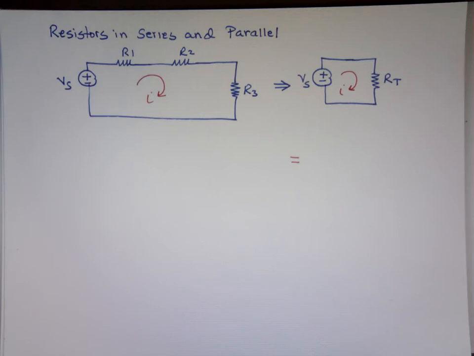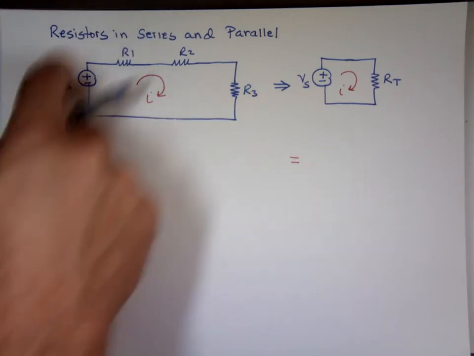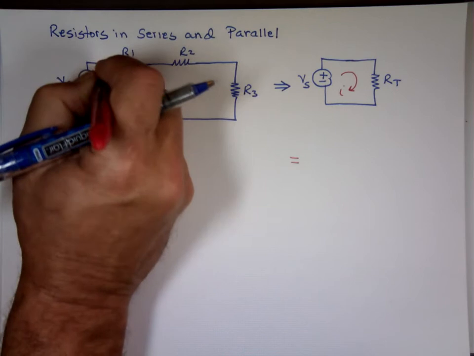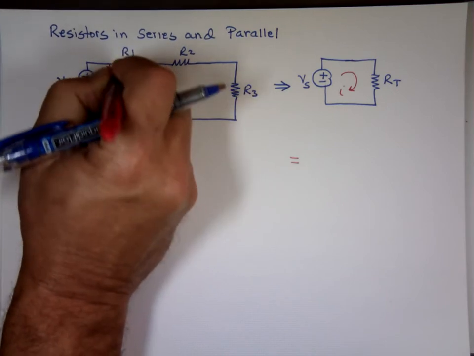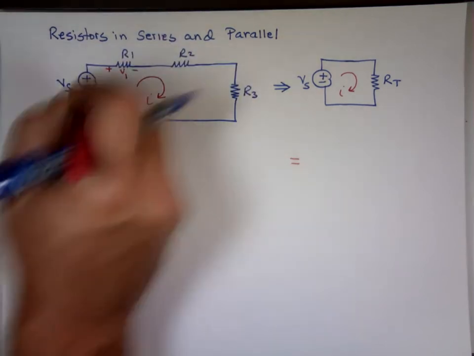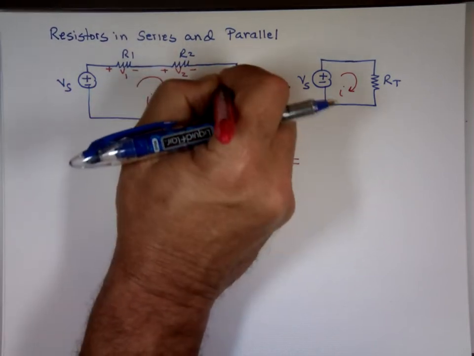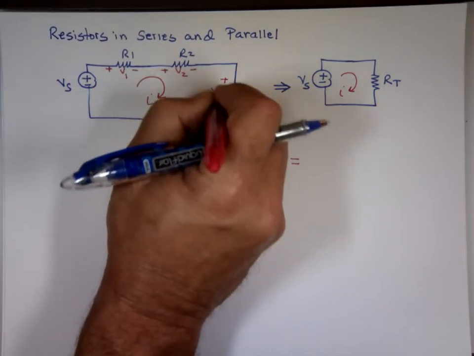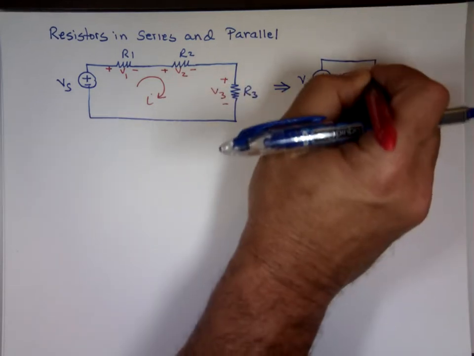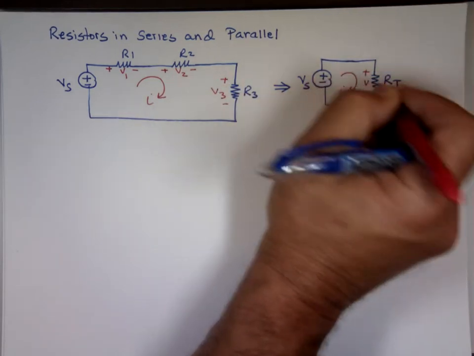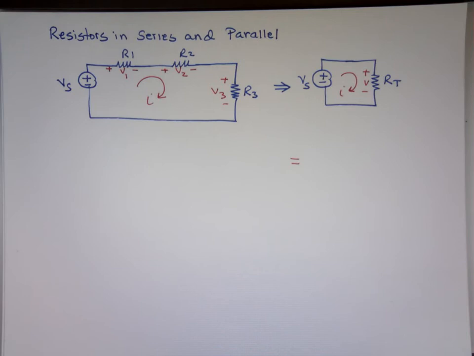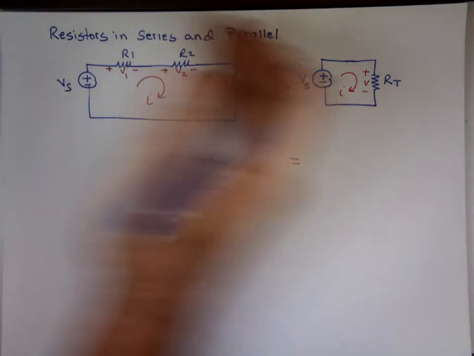Well, let's look at that. I assign the current going this way. So this voltage here we call it V1. The current's going to the right. I'm going to mark it plus to minus. V2 plus to minus. V3 plus to minus. We'll call it V here. Let me focus on this side.